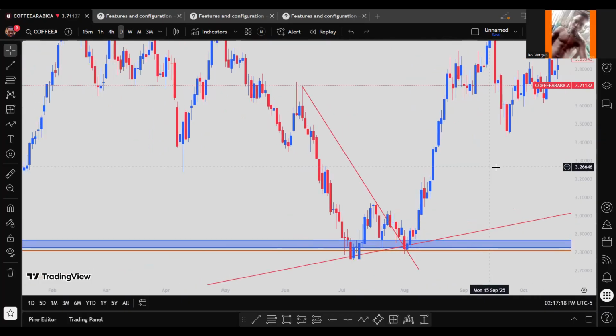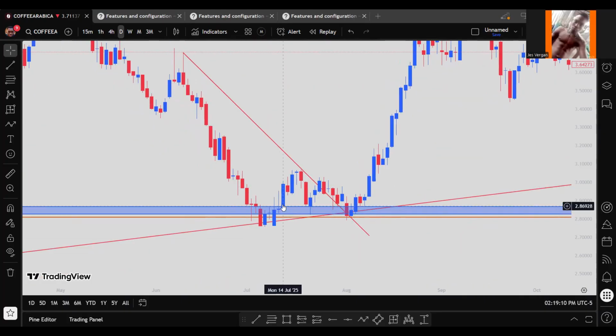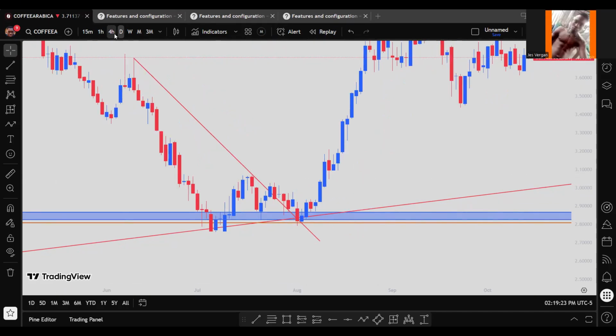Okay, so what we have here, you are saying that you are going to buy from here as price was pushing to the upside, right? From this zone. Is that not what you are saying? Yes, sir. Okay, very good. Now, yes, that's what I usually say.